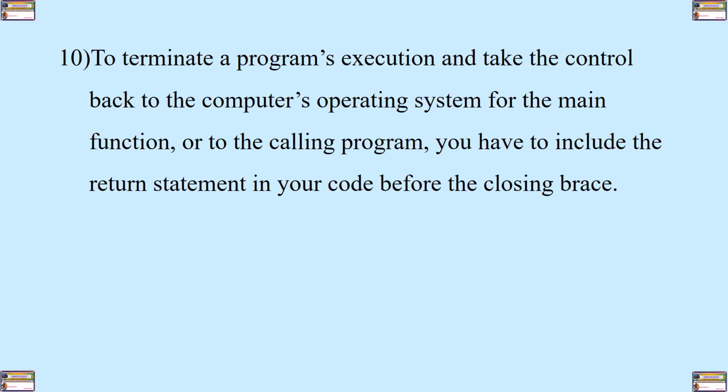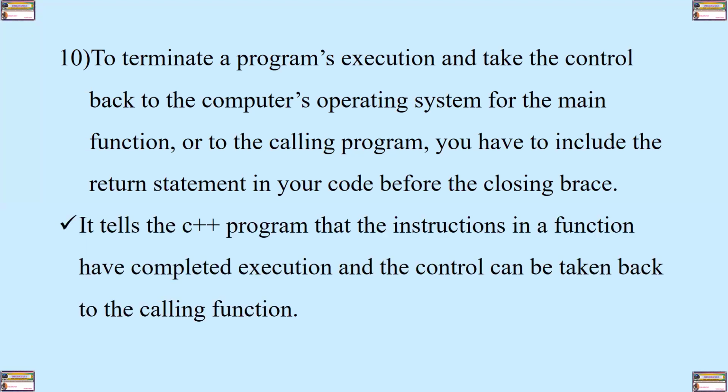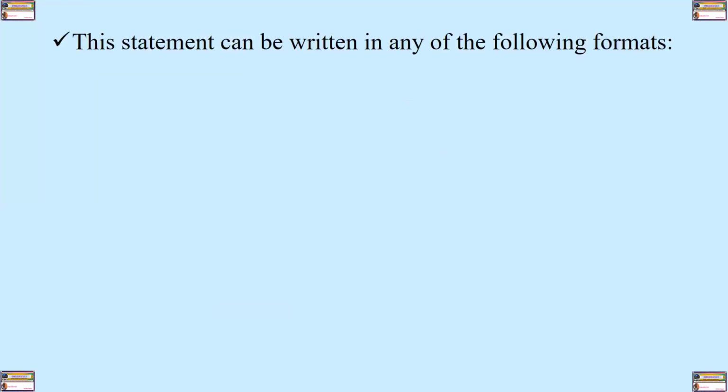by the end of those set of instructions, you are supposed to have a return statement. The work of this return statement is to take the control back to the calling program or back to the operating system. Take the control back to the calling function or back to the operating system. It tells the C++ program that the instructions in a function have completed execution and the control can be taken back to the calling function.